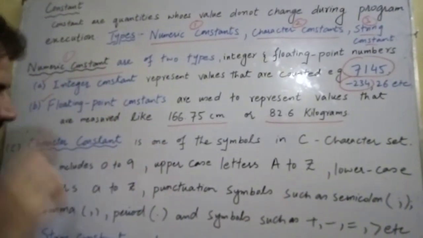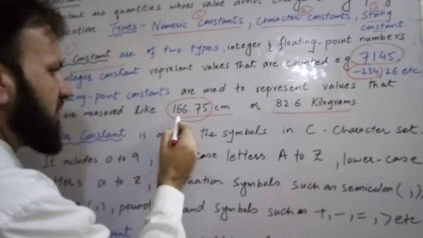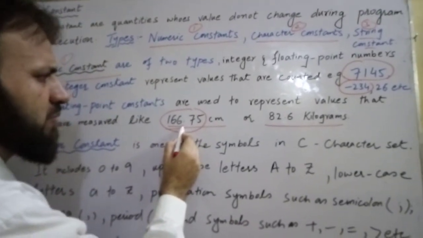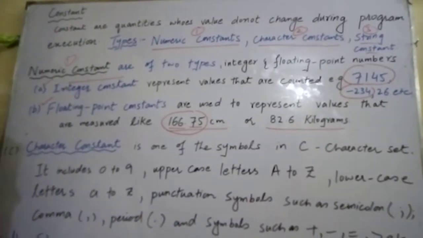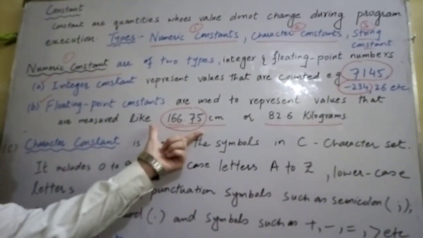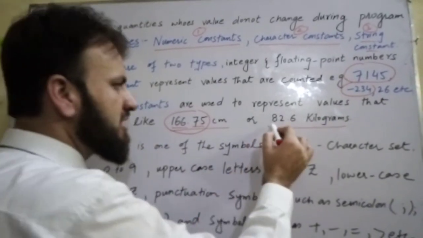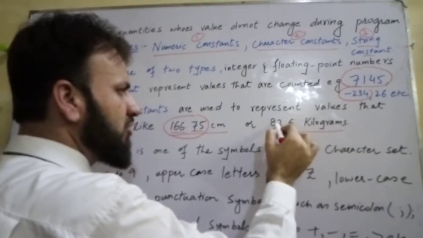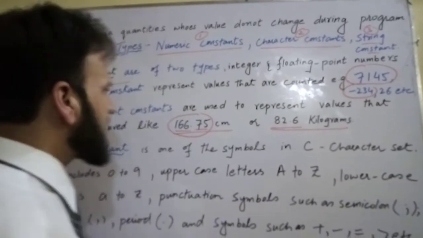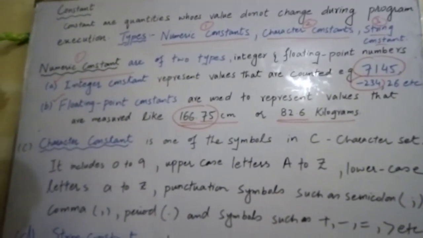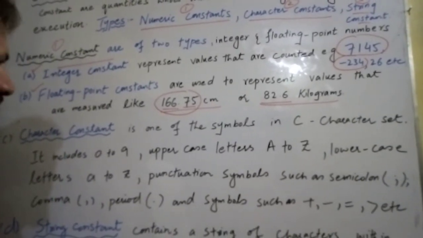Here we see that this is a real number and it contains two portions. First, 166 is the integral portion and 0.75 is the fractional portion. So this number is known as a floating point constant in C language. Similarly, here this is a real number. 82 is the integral portion, and 0.6 is the fractional portion. So 82.6 is known as a floating point constant in C language.